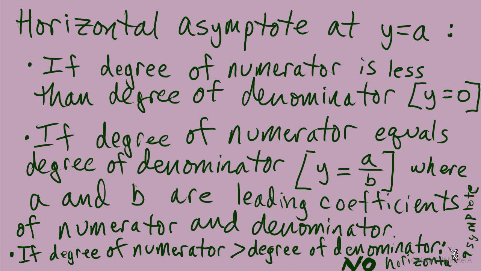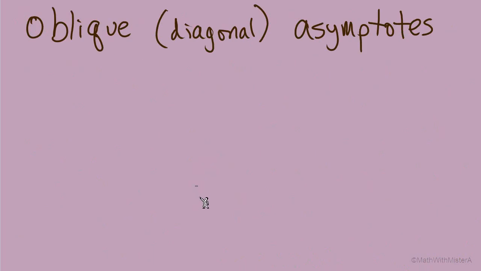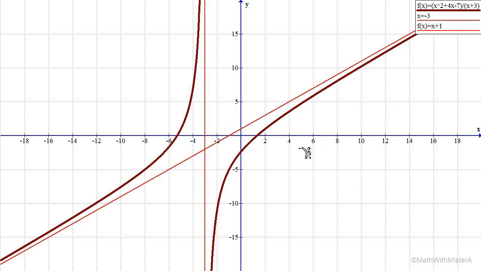We saw an example where we have an oblique asymptote, or a diagonal asymptote, but in terms of horizontal asymptotes, in this case where the numerator has a higher degree, there will be no horizontal asymptote. So let's transition over to the oblique asymptotes now, where we had the diagonal lines that our graph was running along. This function was our first example that had an oblique asymptote: x squared plus 4x minus 7 over x plus 3.